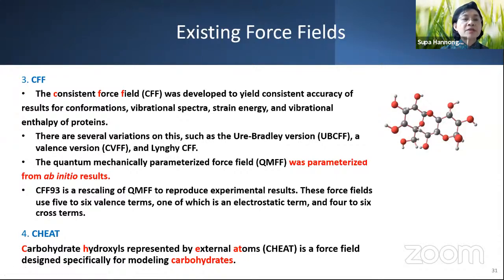Another one from CFF is CFF93, which I guess is the program package launched in the year 1993. It is a rescaling of the QMFF to reproduce experimental results. The force fields use 5 to 6 valence terms, one of which is an electrostatic term, and 4 to 6 are cross terms. So this is a little bit of an improvement.